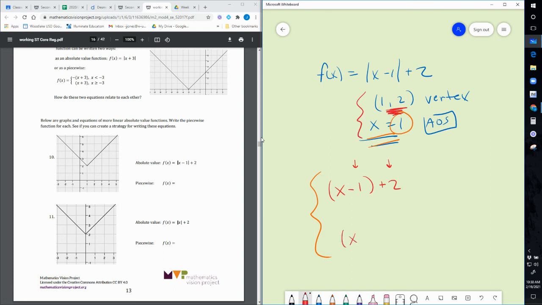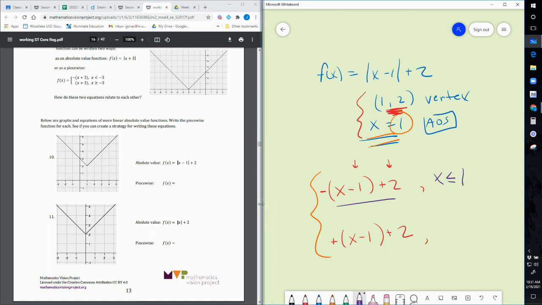The other equation is the same, but it's positive. So this is the negative side. This is the positive side using our vertex. And then what do we put here? So this thing is everything left of 1. x has to be less than, you could put or equal to, 1, right?